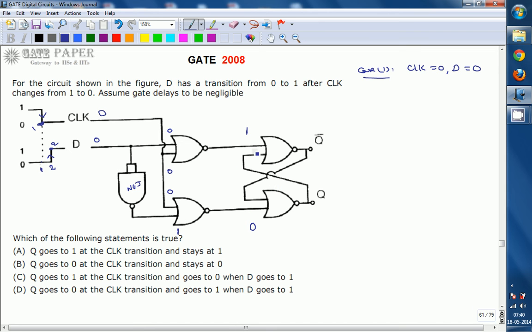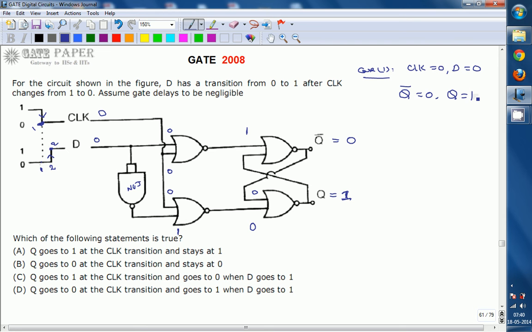And next, for this NOR gate, one of the inputs is 1, so it doesn't depend on the other input. 1 plus something is always 1. So 1 bar is 0, so Q bar is 0, and this 0 comes over here, so 0 plus 0 is 0, and 0 bar is 1, so Q will be equal to 1. So for the first case, with clock equal to 0 and D equal to 0, we get Q bar equal to 0 and Q equal to 1. This is the situation you will get.